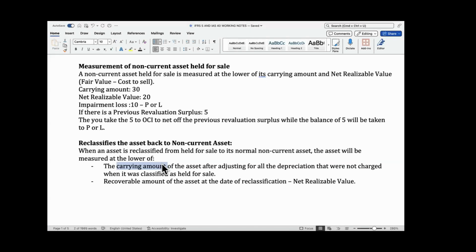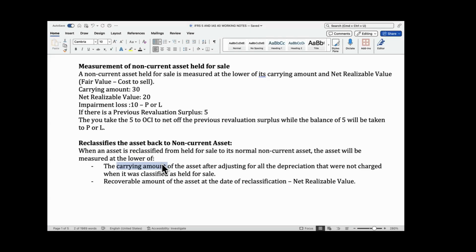And held for sale doesn't mean you're not using it. Like Lukman asked the other time, you can still be using it. And if you're not using it, fine. But that is not our aim for held for sale. Held for sale, the intention is that you want to sell. So whatever you are using it for doesn't matter to us. But make sure you sell it within 1 year.